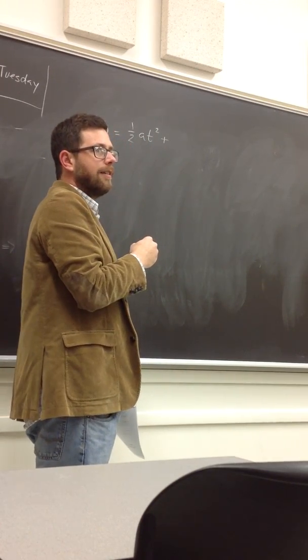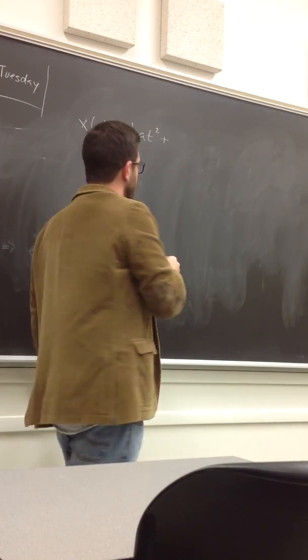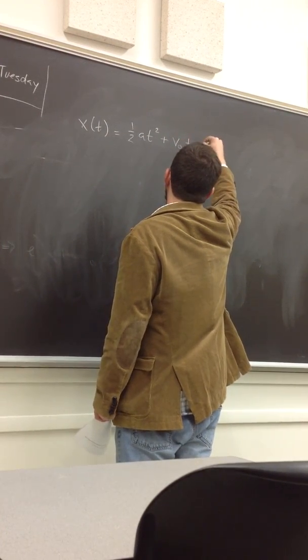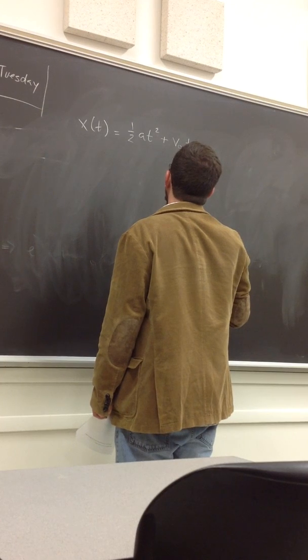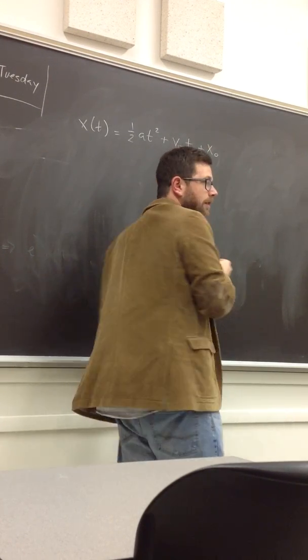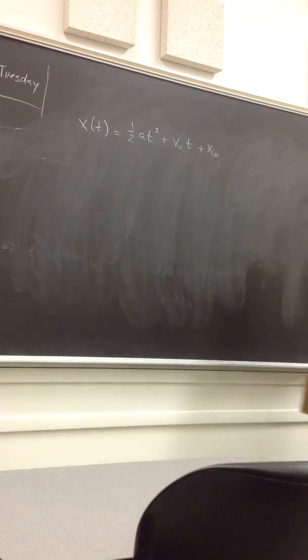Plus V0 T, right? Initial velocity. Plus X naught, initial position, right? Have you seen this before? Do you know where this formula comes from? I'm sure you've done the integration and differentiation before.